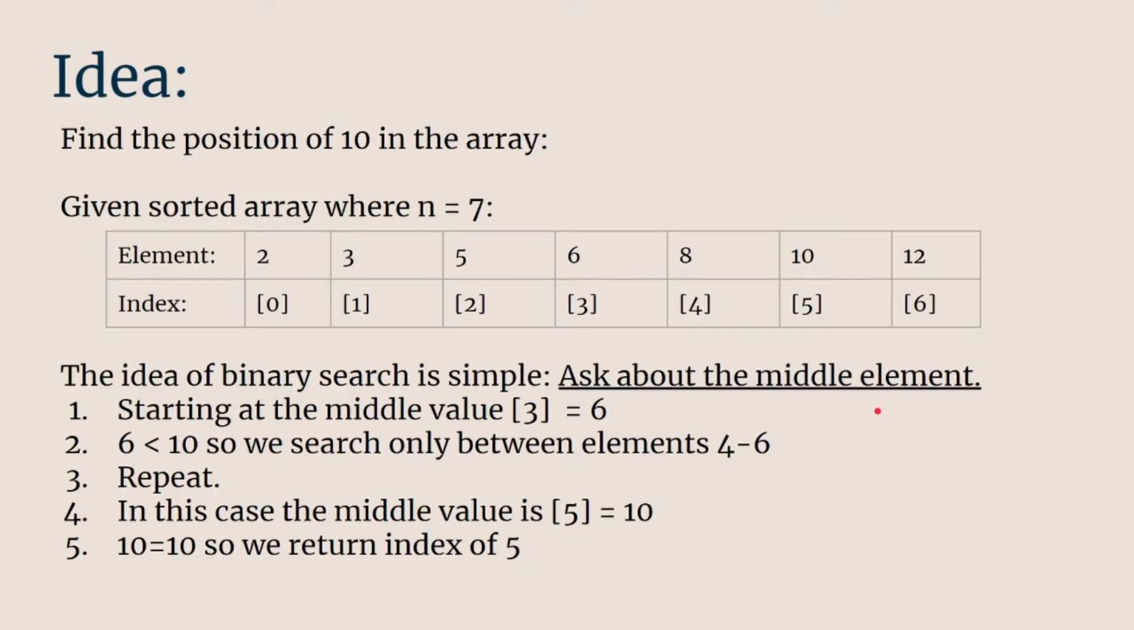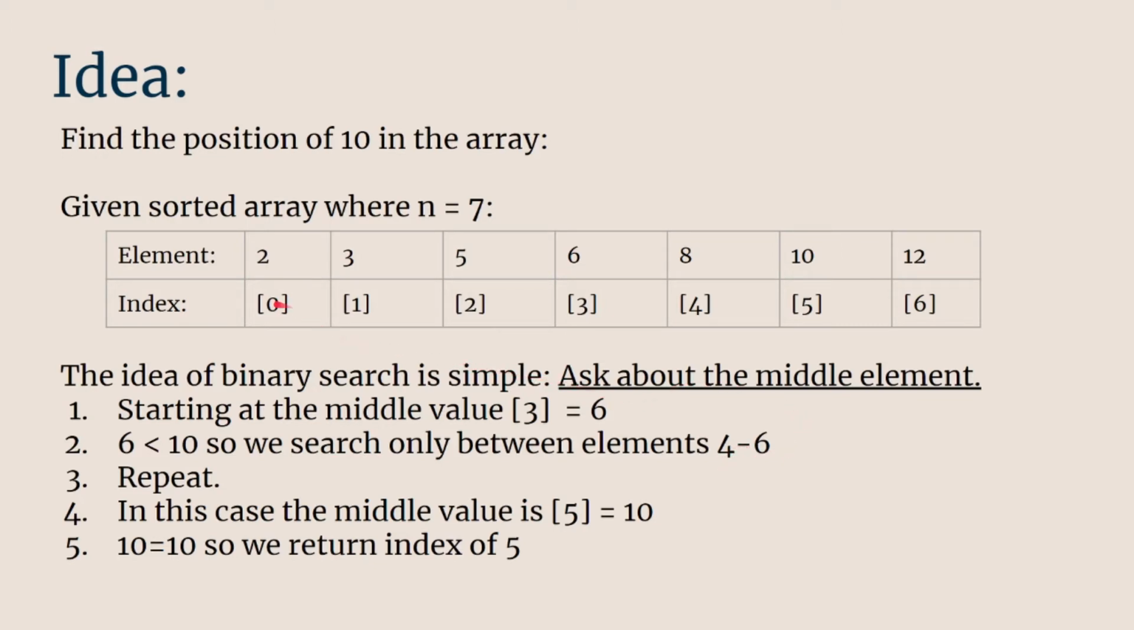So here's the idea. Say we want to find the position of 10 in the array, given an array where n is equal to 7 and n is the size of the array. As you can see here, we have indices from 0 to 6, so that's 7 elements. The idea of binary search is pretty simple: ask about the middle element. Starting at the middle value, which is right here, index 3, equal to 6, we compare this to our target value. So 6 is obviously less than 10, so we search only between elements 4 and 6.